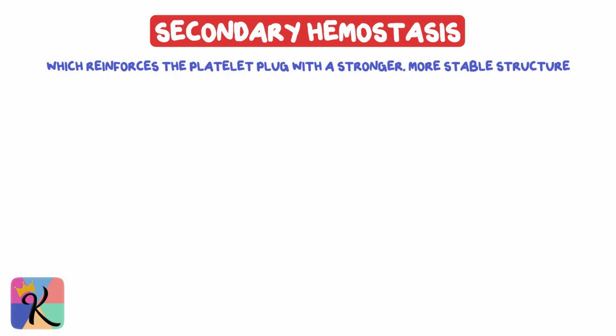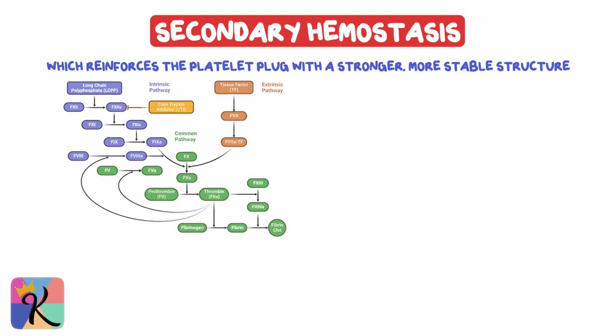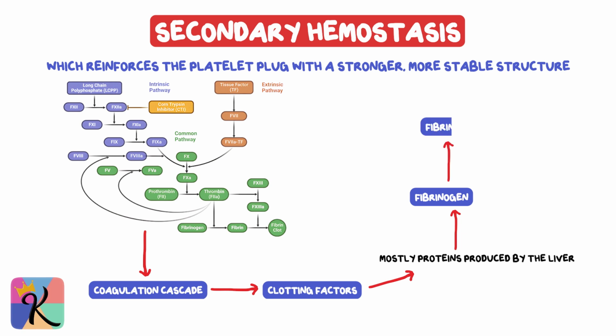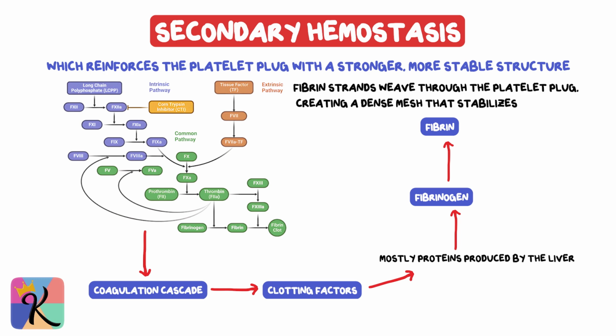Next comes secondary hemostasis, which reinforces the platelet plug with a stronger, more stable structure. This process involves a series of reactions known as the coagulation cascade. During this cascade, various clotting factors, mostly proteins produced by the liver, are activated in a specific sequence. The final outcome is the transformation of fibrinogen, a soluble protein in blood plasma, into fibrin. Fibrin strands weave through the platelet plug, creating a dense mesh that stabilizes the clot and seals the injury.